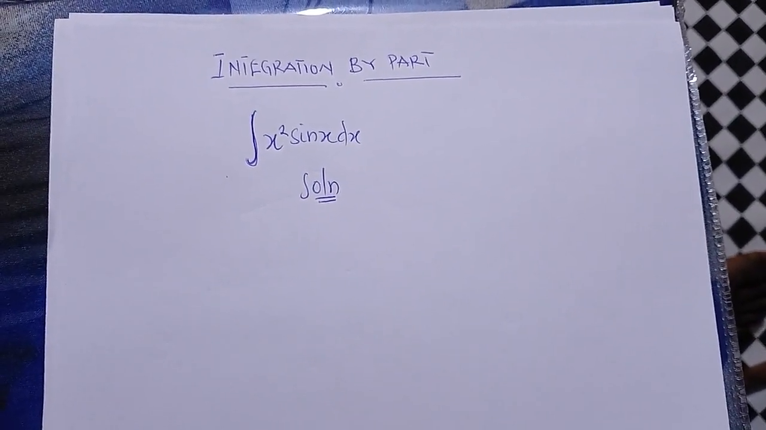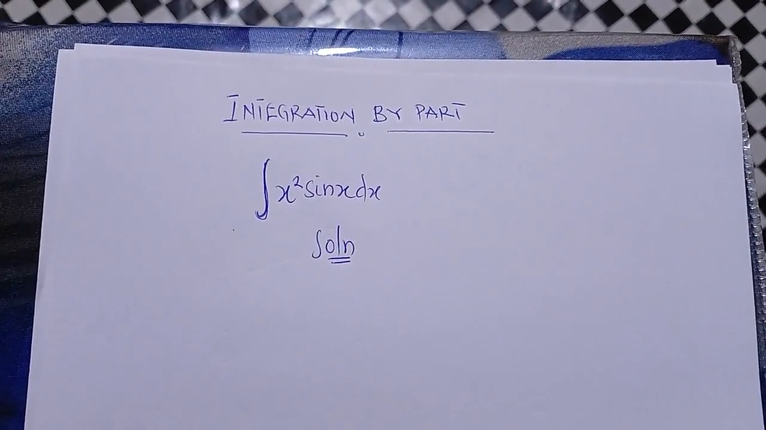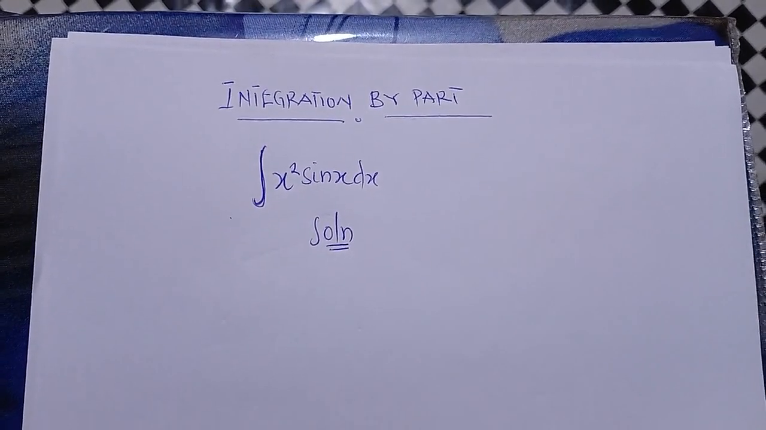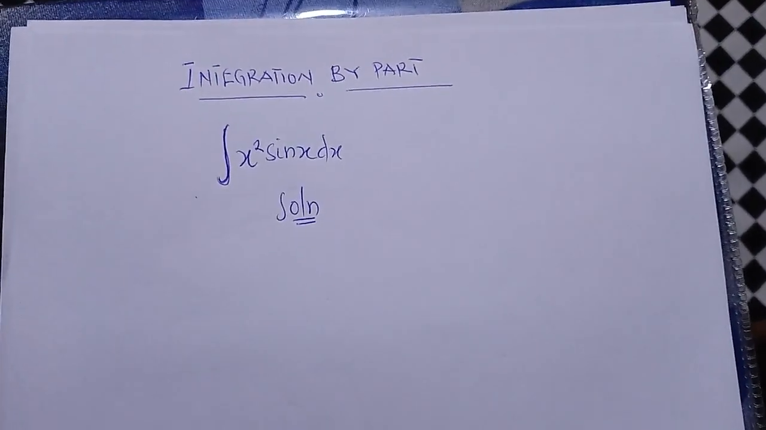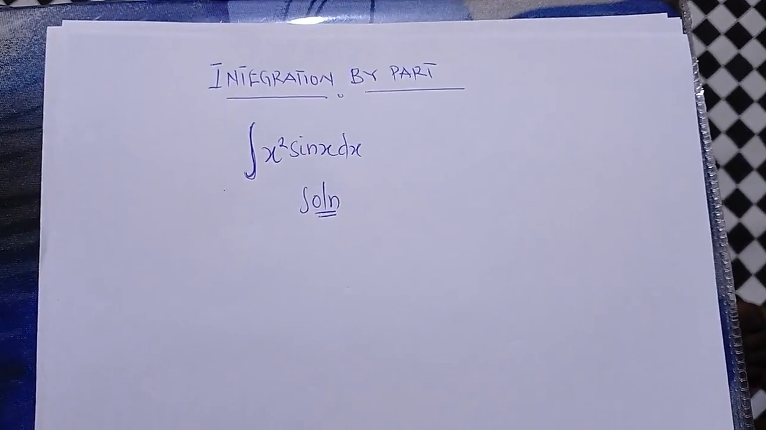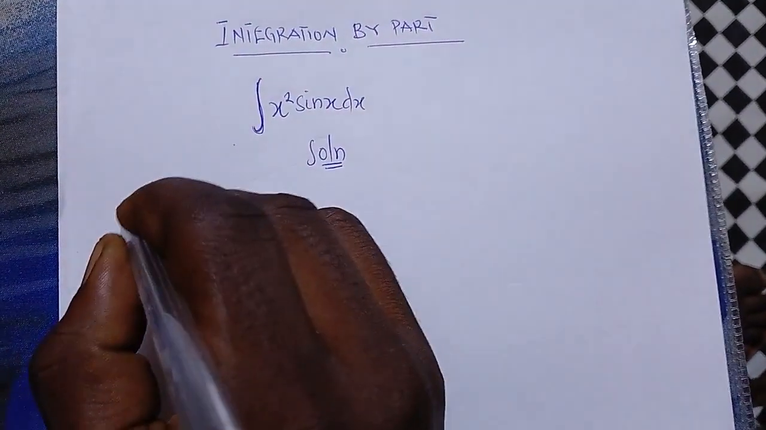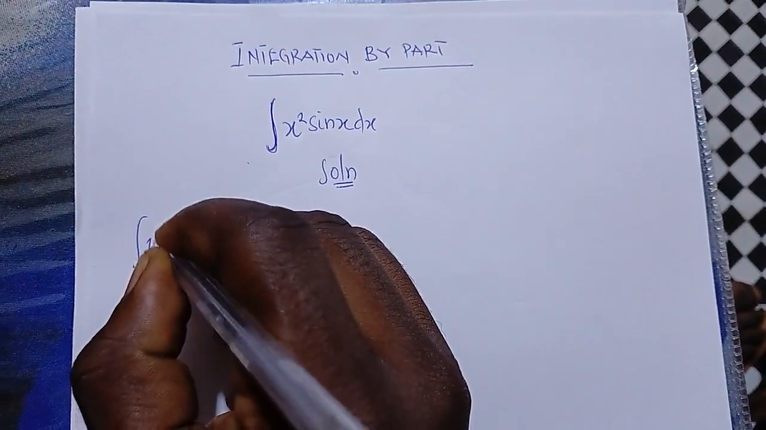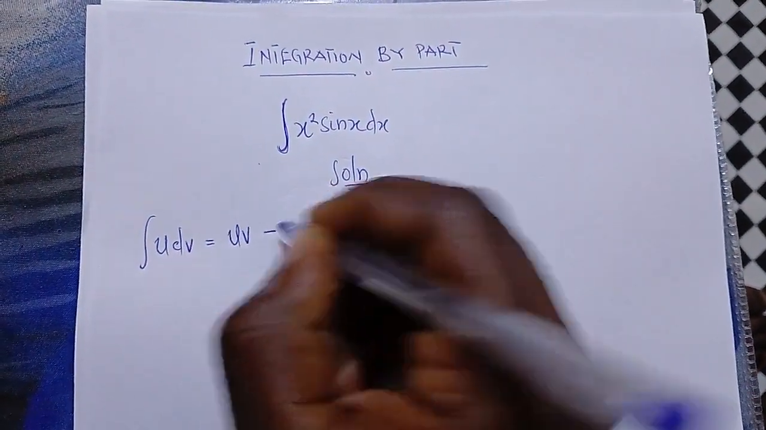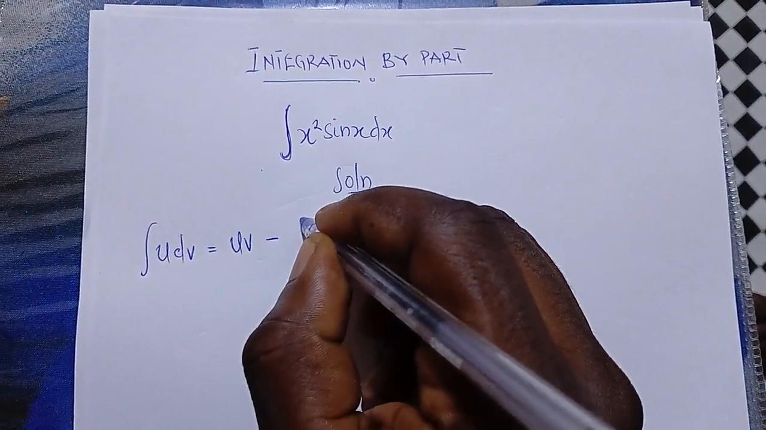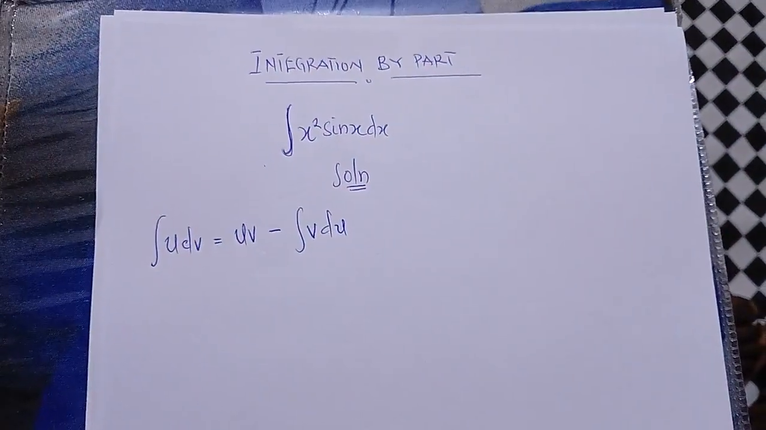Welcome to today's lesson on integration by parts. Today we are looking at how to use integration by parts. Let me first quote the general form of integration by parts. The formula is the integral of u dv, which is equal to uv minus the integral of v du. This is the general formula.